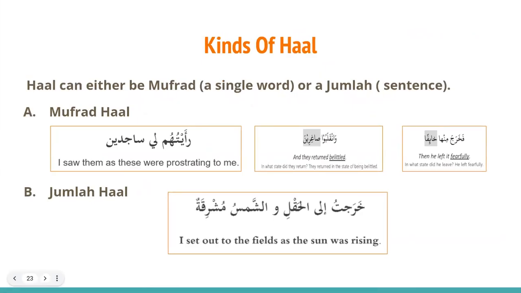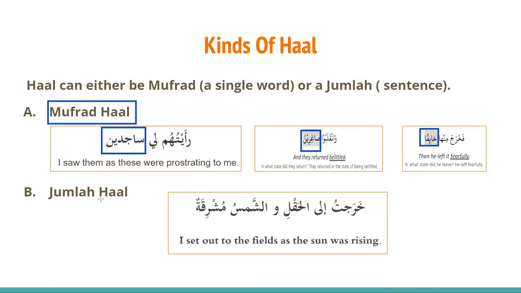Now, with these examples that we did in the last four slides, you might have noticed that Haal can come in different forms. You can find hal in the form of a single word, mufrad hal, like khaifan, thagirina, thajidina. So these are single words, and you might find hal in the form of a jumla hal, like washamsu mushriqatun or wa antum tanzurun. So these are different examples of jumla hal. These are two forms in which hal can come.